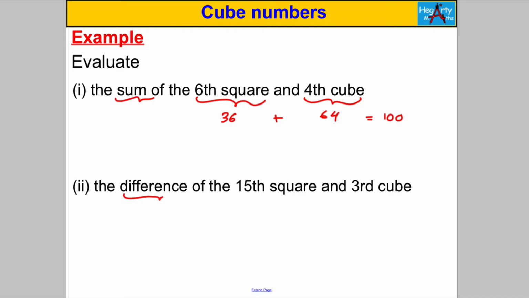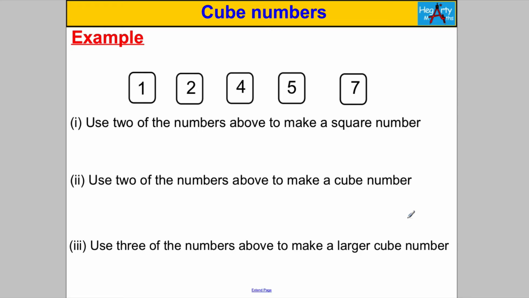Now difference here means subtract. Now we want to subtract the 15th square and the third cube. The 15th square is 15 times 15, which is 225. We want to subtract the third cube, which is 3 times 3 times 3, which is 27. We would get ourselves the answer 198.